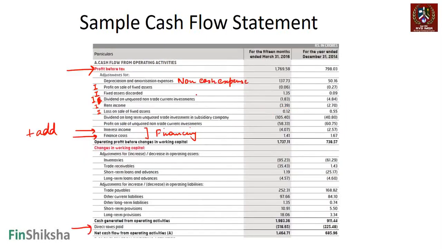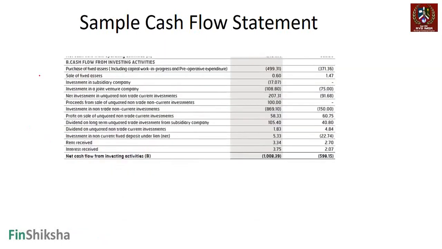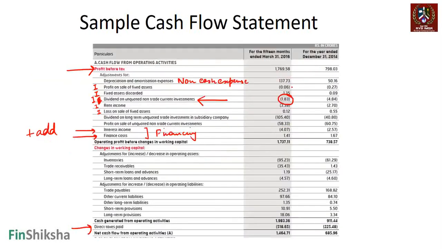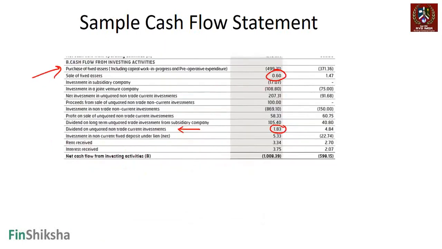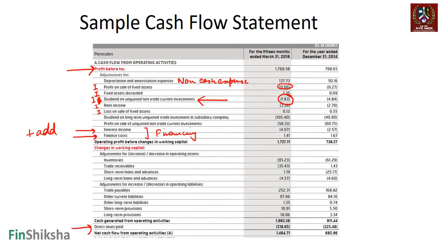So for example, you will see dividends on unquoted non-trade investments minus 1.83. In cash flow from investing activities, you see a plus 1.83 dividend on non-trade current investments, right? So unquoted current investments. So you see 0.06 here, you will see a minus 0.06 here, right? Sorry, these are slightly different. Sometimes these may not match exactly. That's because of accounting entries that keep coming in and going out.